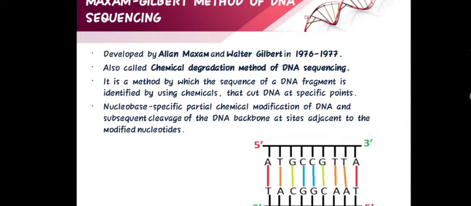This method was developed by Alan Maxim and Walter Gilbert in 1976. This method is also known as the chemical degradation method for DNA sequencing. In this method, we can sequence the DNA fragment by using specific chemicals. Now, the nucleobase specific partial chemical modification of the DNA and subsequent cleavage of the DNA backbone at the sites that are adjacent to the modified nucleotides help us in sequencing the DNA properly.